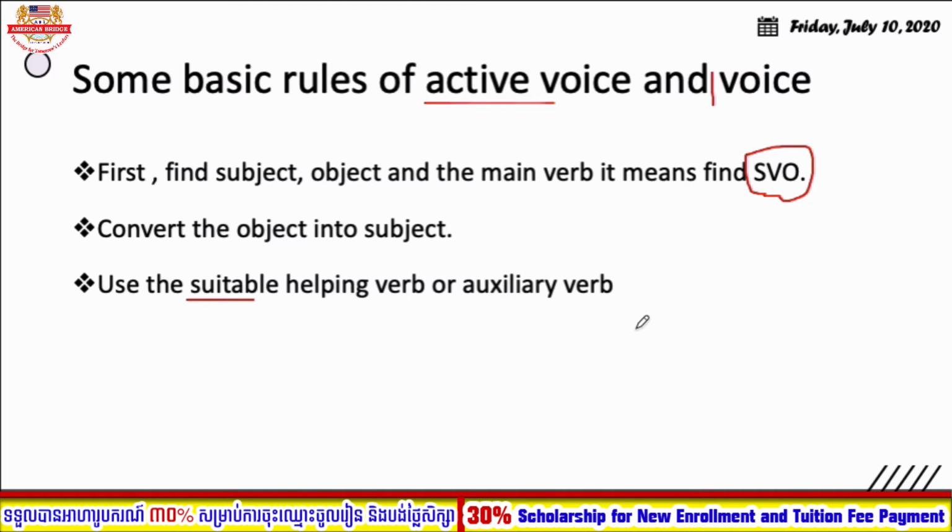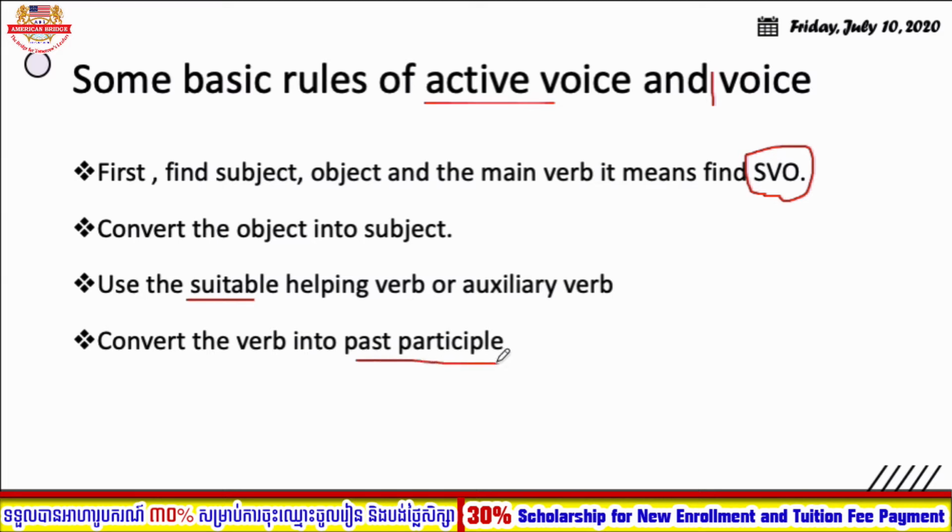If it is the present simple tense, the suitable helping verb should be the verb to be. If it is the past simple, it must be the past form of the be verb. If it is the perfect form, you might use have or has. And then you need to convert the verb into the past participle. So the main verb in the active form, when it becomes passive, is in the past participle, or some people call it verb 3.